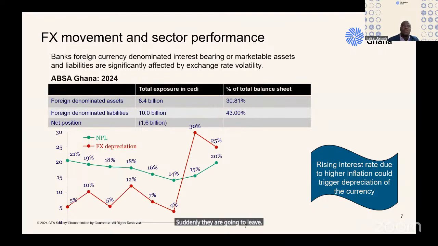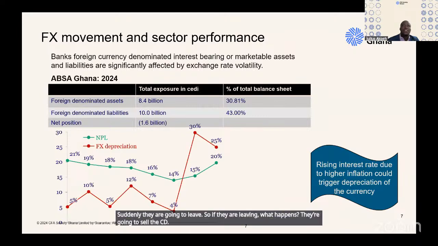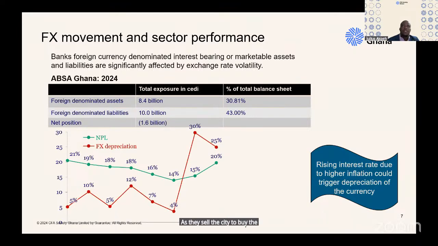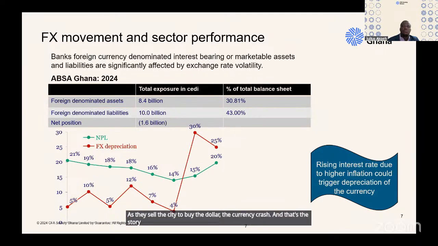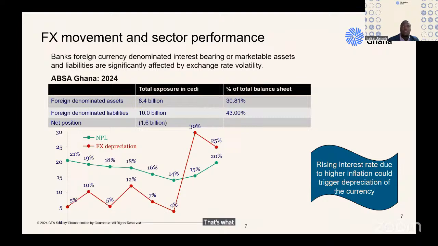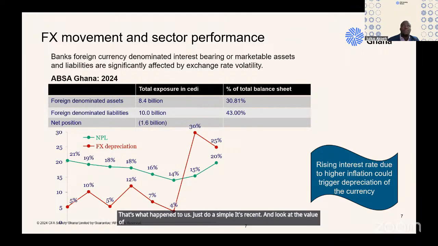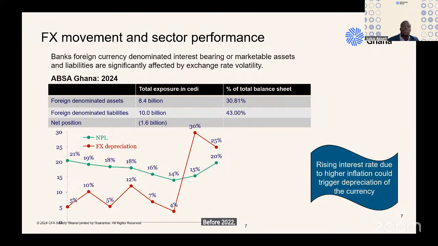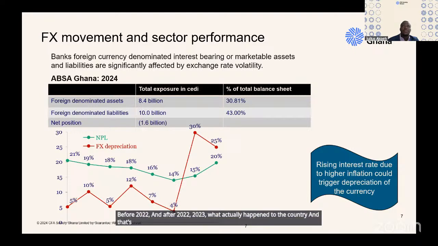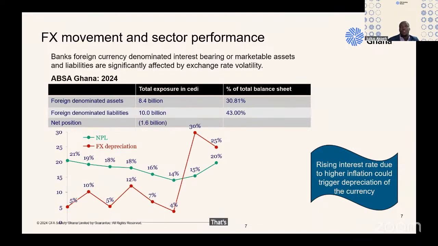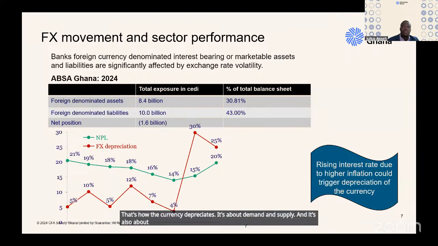So if they are leaving, what happens? They are going to sell the cedi. As they sell the cedi to buy the dollar, the currency crashes. And that's the story of 2022. That's what happened to us. Just do a simple research and look at the value of holdings that the foreign investors had before 2022 and after 2022, 2023, and see what actually happened to the country. And that's how the currency crashed. That's how the currency depreciated. It's about demand and supply. And it's also about the competitiveness of the country in question.